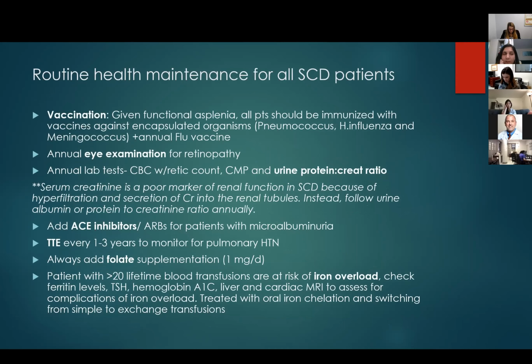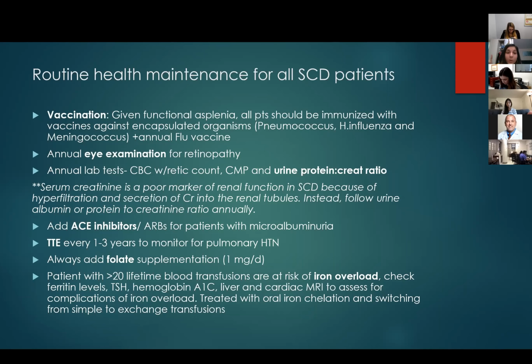And just a quick word about routine health maintenance for all sickle cell disease patients. This is also more relevant to the primary care and ambulatory setting, but please make sure that they're vaccinated. You can also check their vaccination status when they're in the hospital. Because these patients have functional asplenia, they need to be immunized against encapsulated organisms like pneumococcus, H. influenza, meningococcus. They should definitely get their annual flu vaccine and for sure the COVID vaccine.